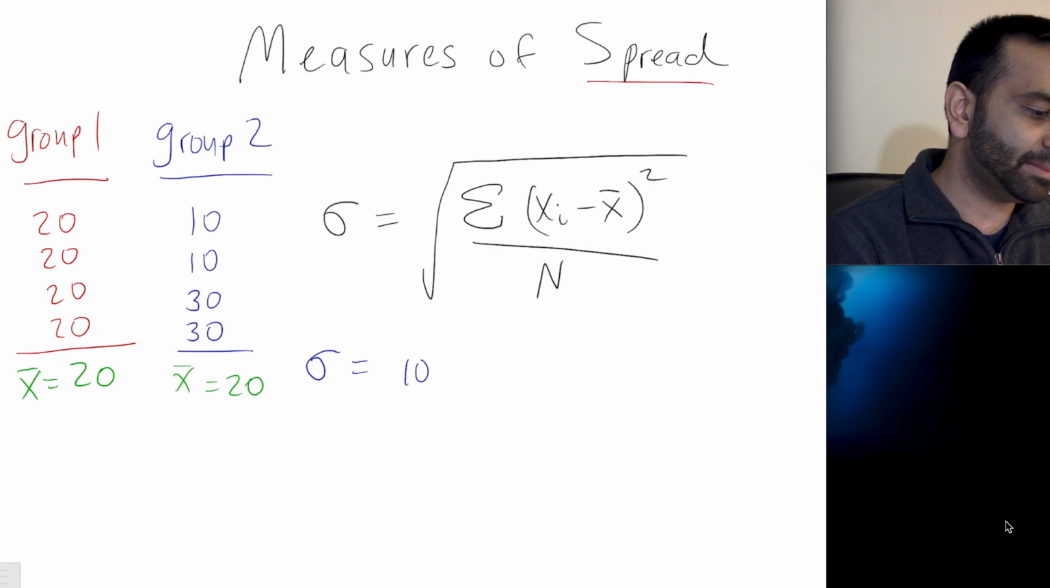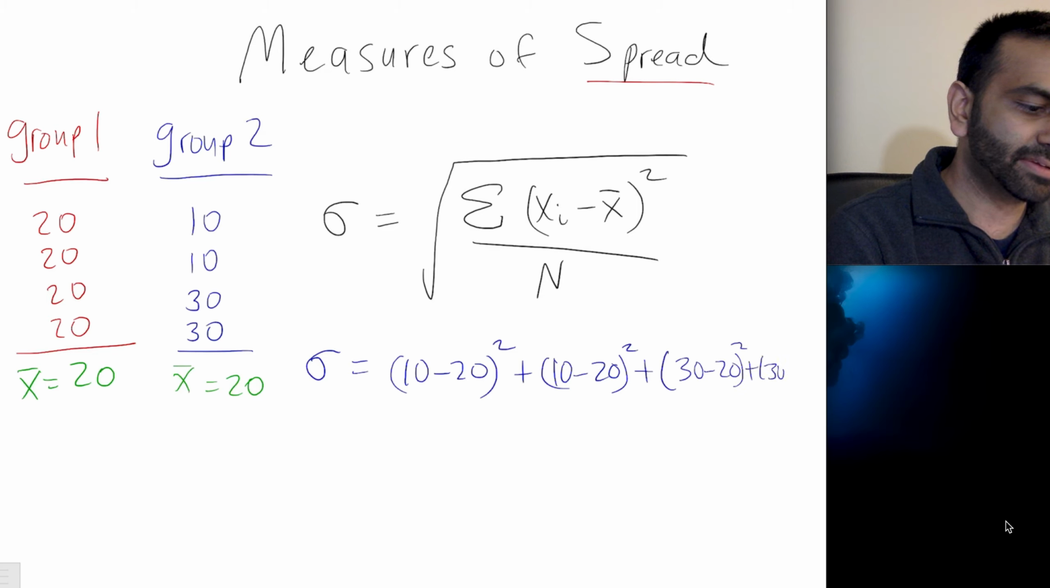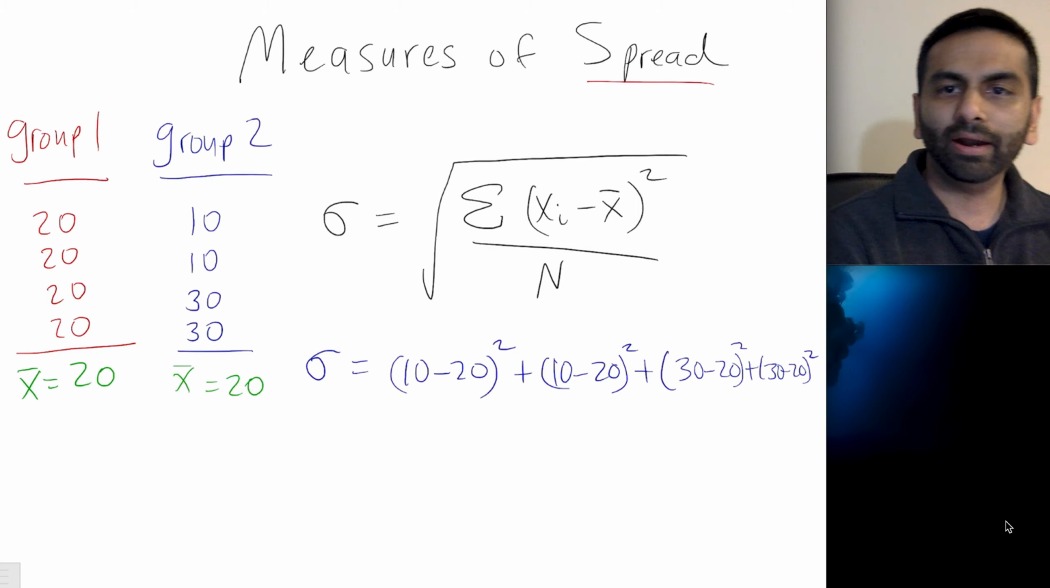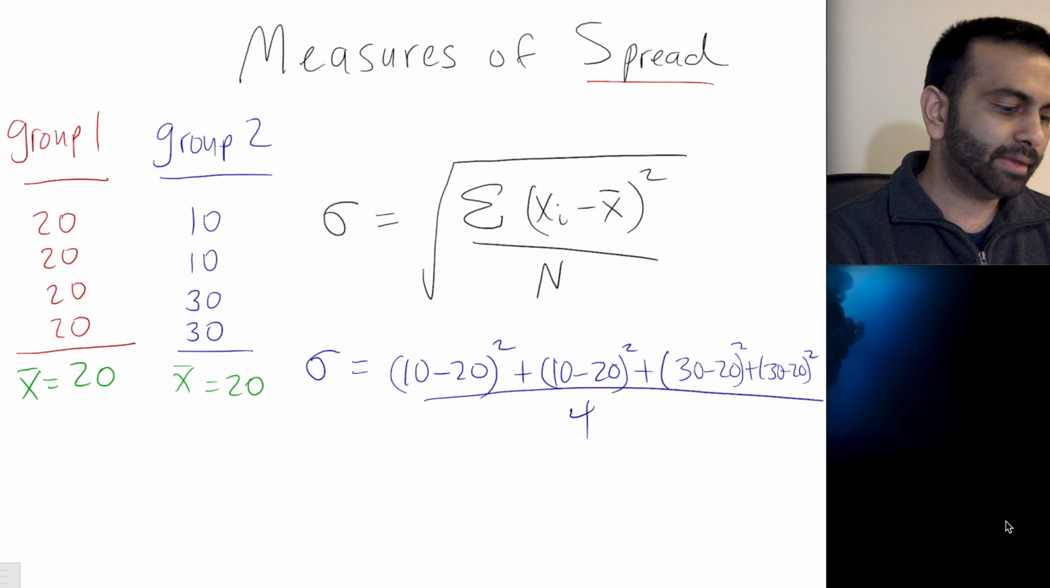So it's 10 minus 20 squared, because that's x1. The other one's also 10, so 10 minus 20 squared there. This is 30, so 30 minus 20 squared, and then plus another 30 minus 20 squared. You're adding them up, there are 4 of them, then dividing by 4, and then taking the square root.